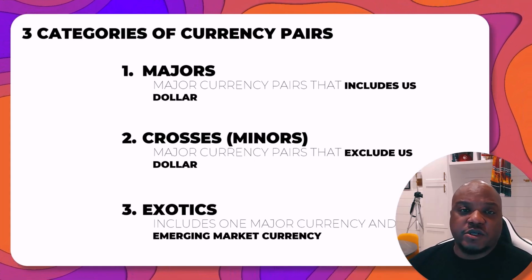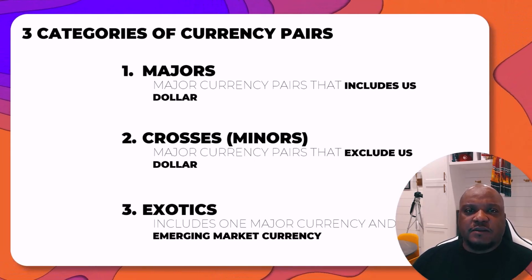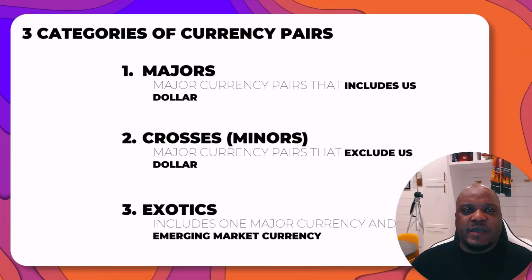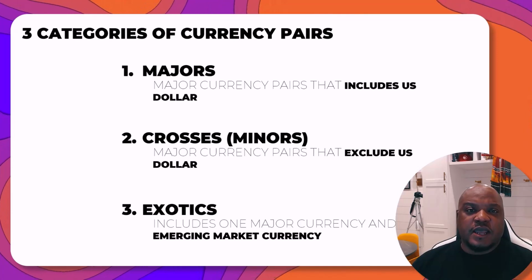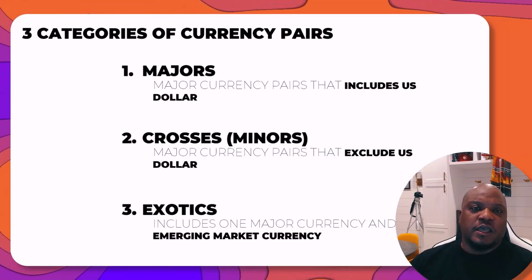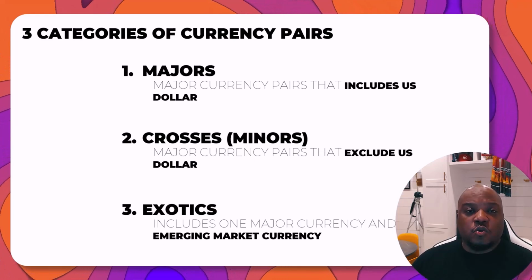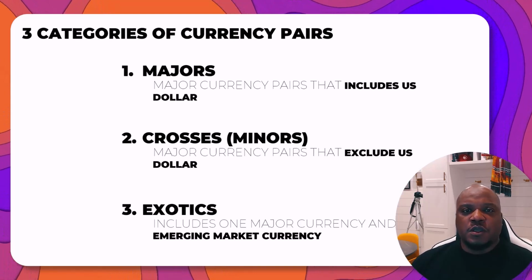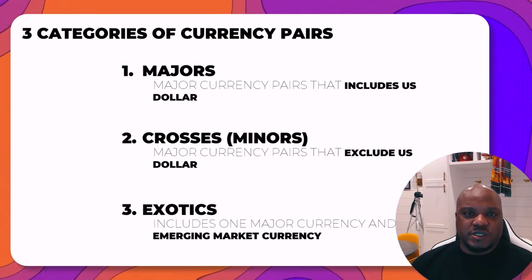Now, what is this? Majors are, when we looked at the 8 major currencies, when we look at pairing those 8 major currencies, you create major pairs. And so those are major currencies that have the US dollar in them. So that pair includes the US dollar. And then you have minors, which are the 8 major currencies that we talked about in a few videos ago, paired together but excluding the US dollar.